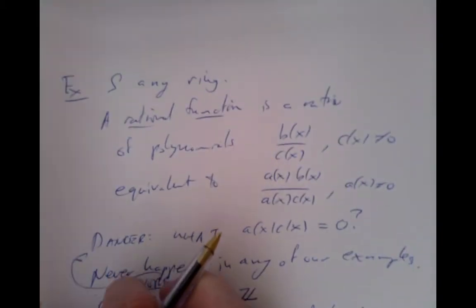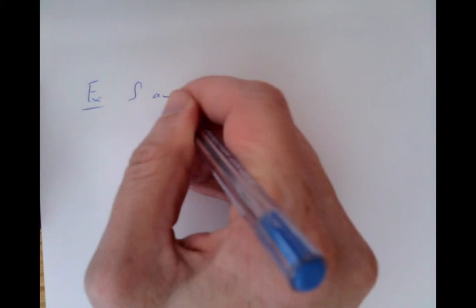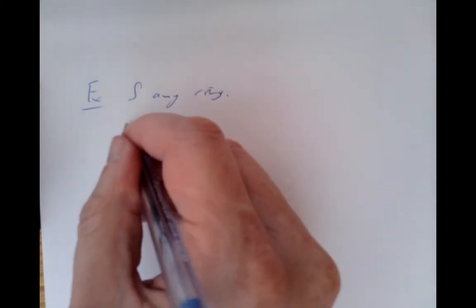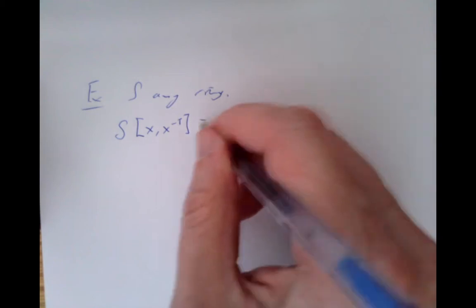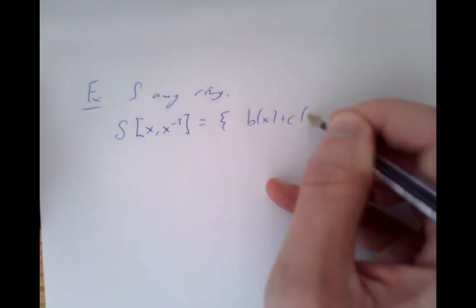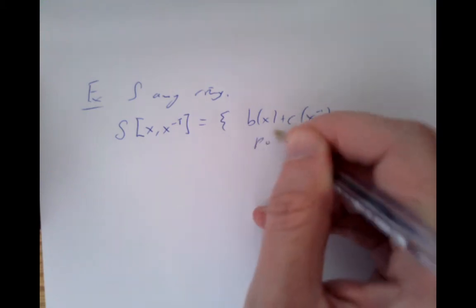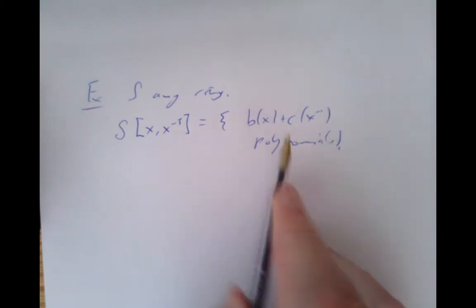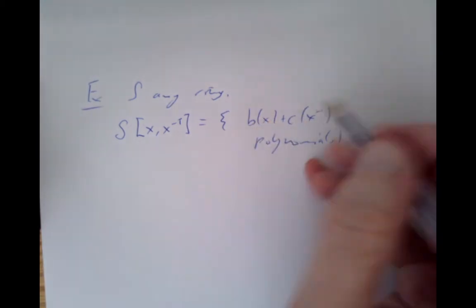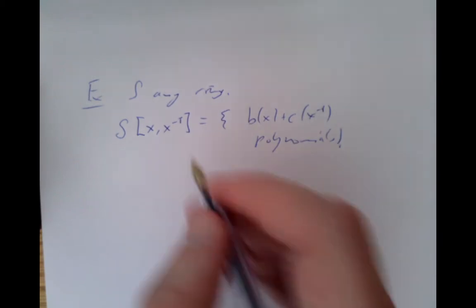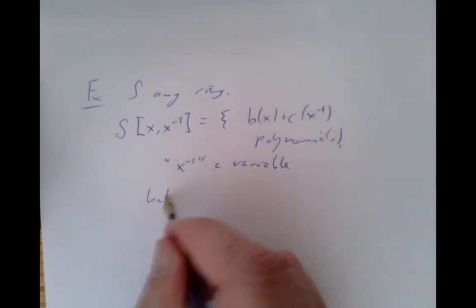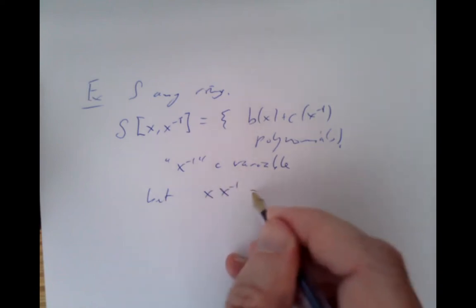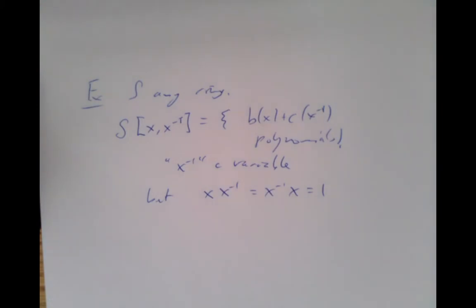Another example, which is only slightly different from the rational function example. If you consider, again, S a ring, any ring, then we can define a new ring, which is S of x and x inverse. And what does that mean? That means it's the set of expressions B of x plus C of x inverse, where these are polynomials, the set of all choices of such a polynomial B in a variable called x, and a polynomial C in a variable called x inverse. With the understanding that we think of x inverse as just another variable besides x, but whenever we hit an x with an x inverse or an x inverse with an x, we always let them vaporize each other and replace the result with a 1.